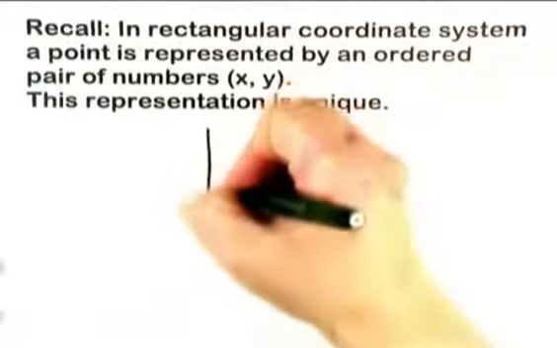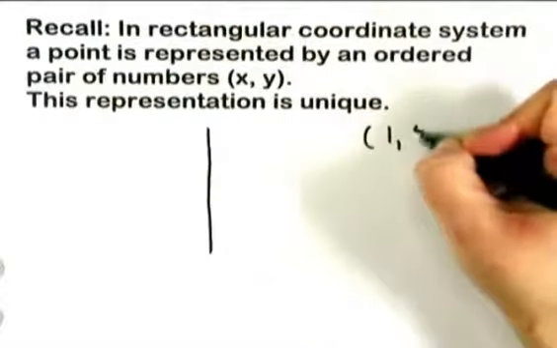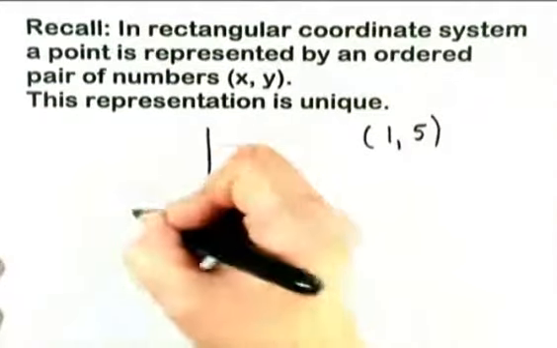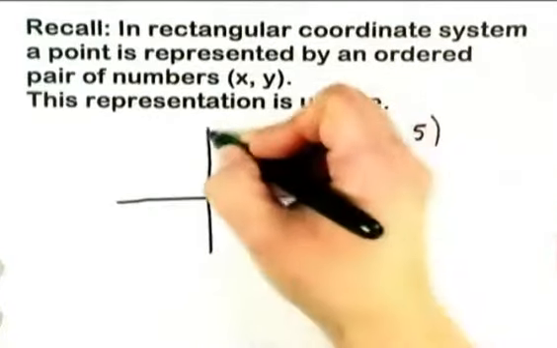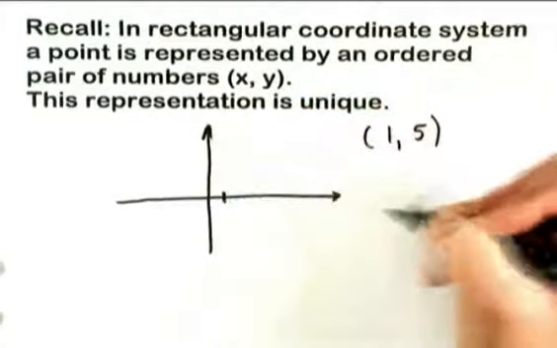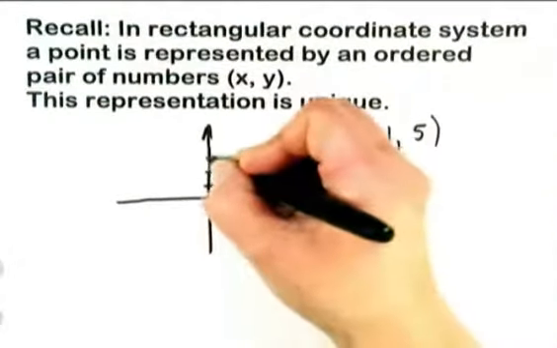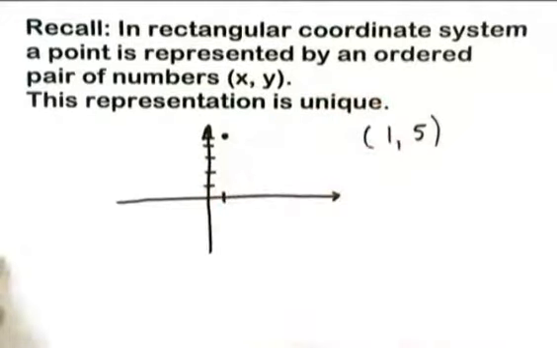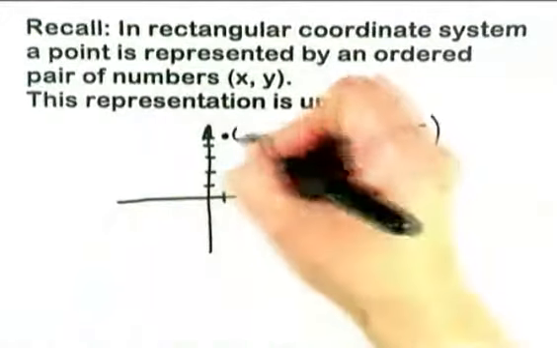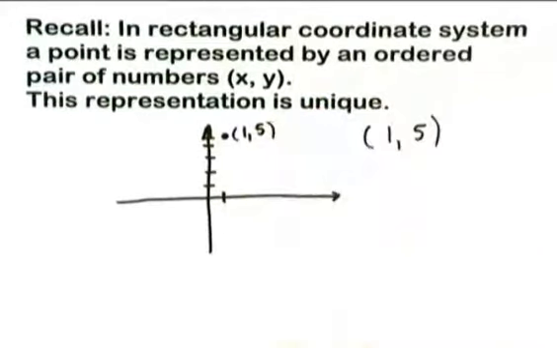Recall that in a rectangular coordinate system, a point is represented by an ordered pair of numbers x and y. This representation is unique. Unique means that if we have an ordered pair (1, 5), one and only one point corresponds to this coordinate set. So we have 1, 2, 3, 4, 5. There is one and only one point, and this point has one and only one coordinate representation. So that means the representation is unique.